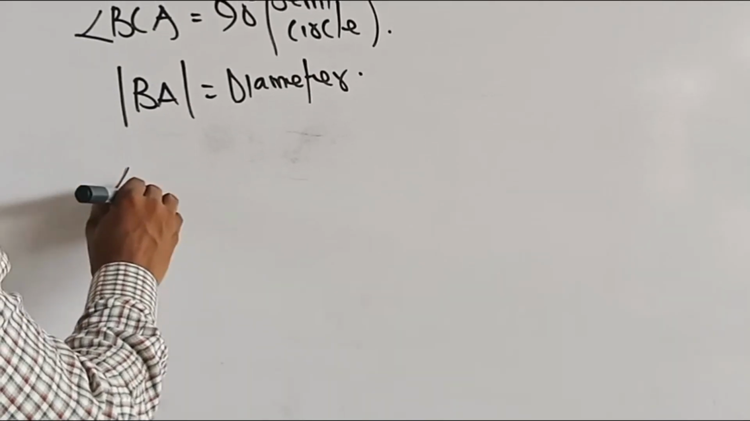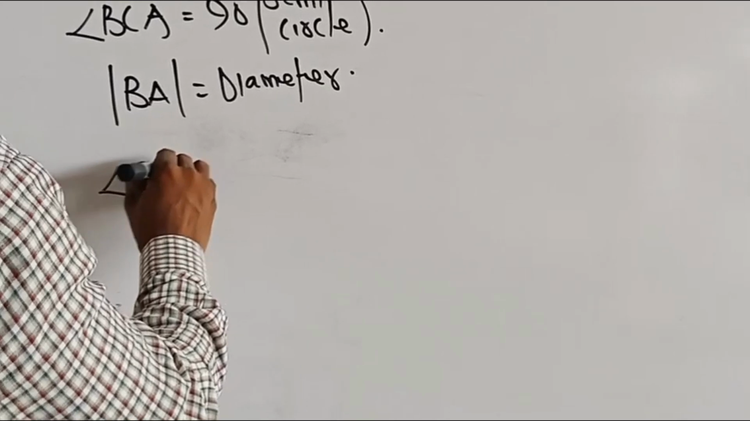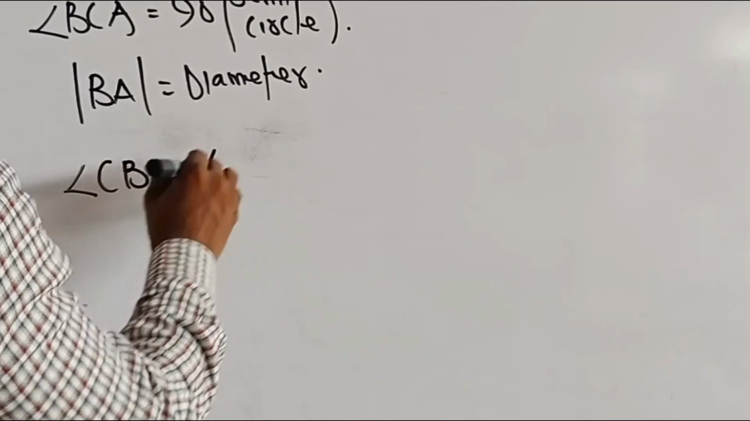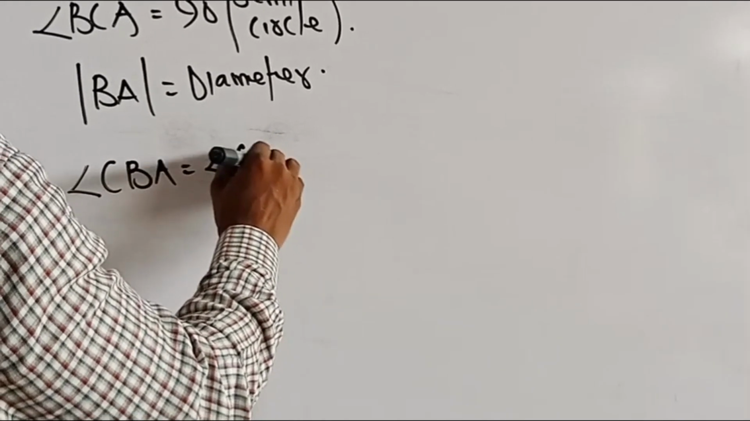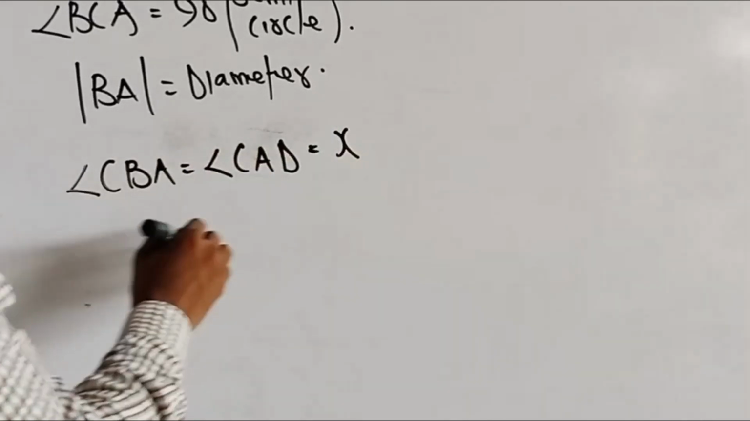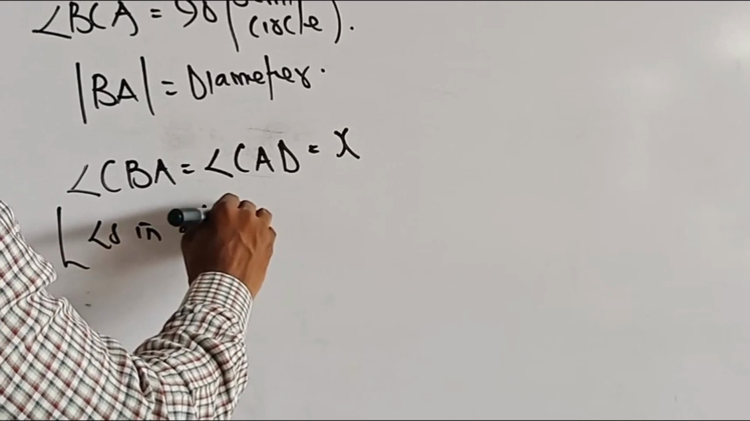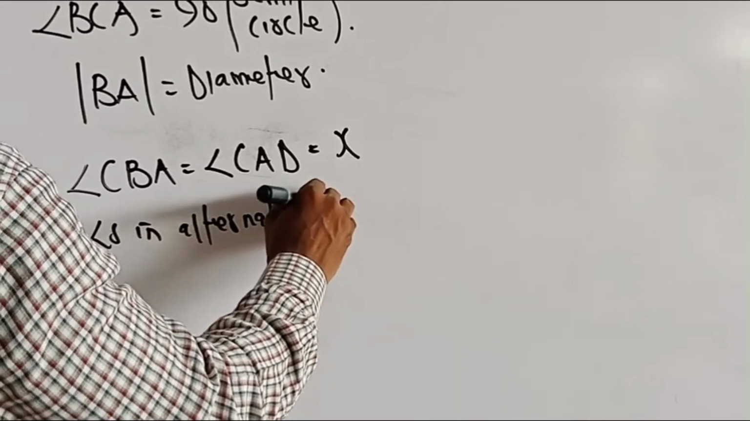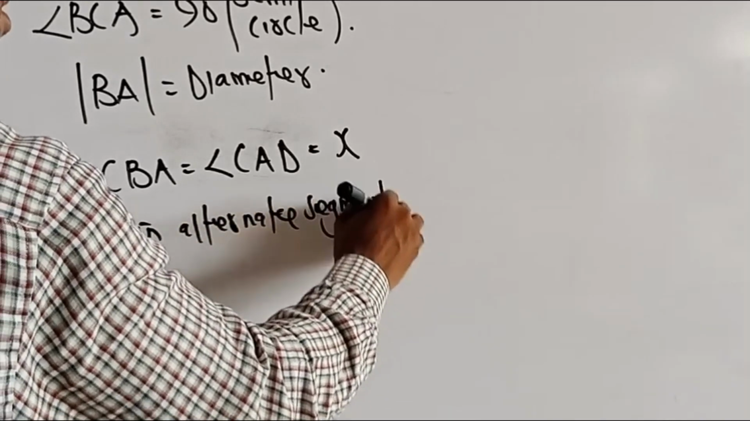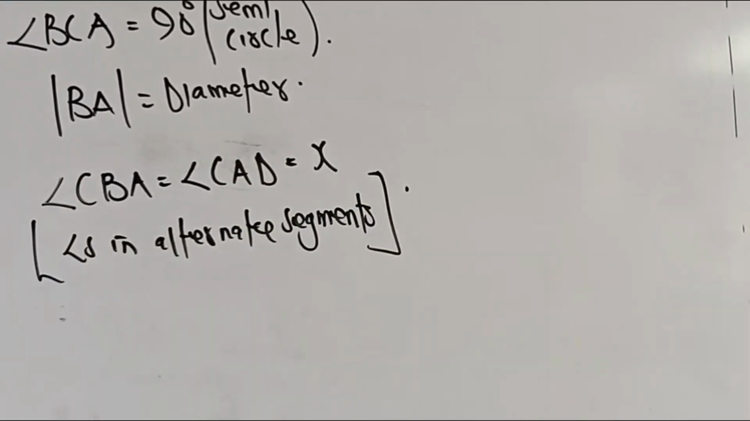So angle CBA is the same as angle CAD. Both of them are X. Reason: angles in alternate segments.